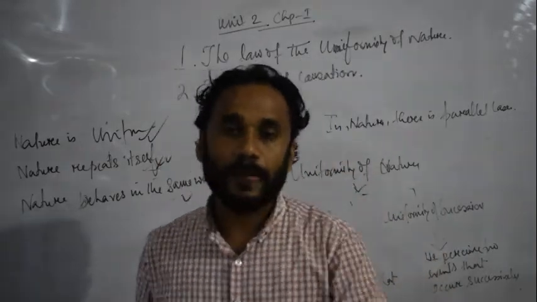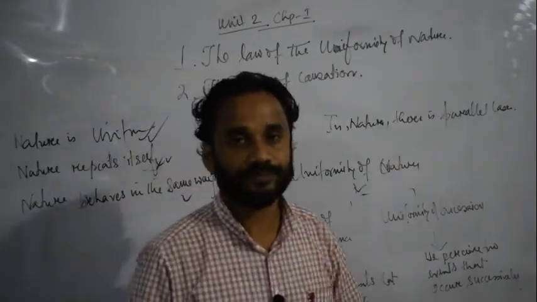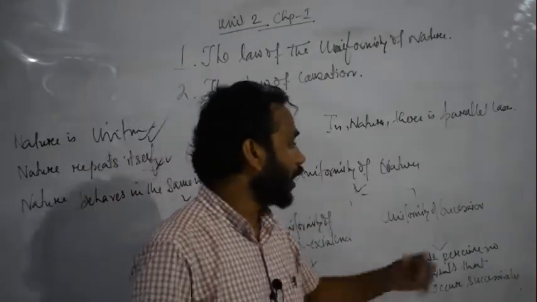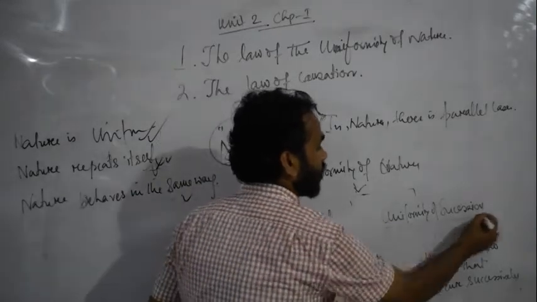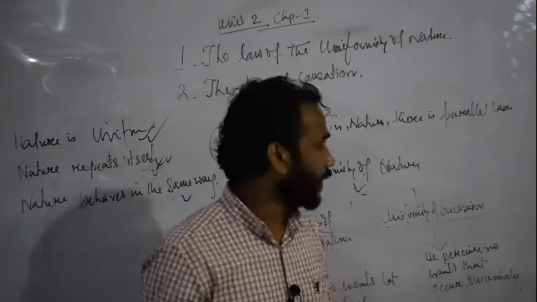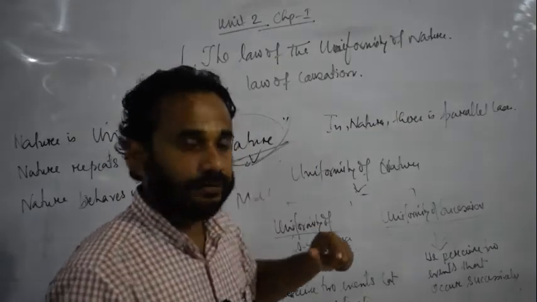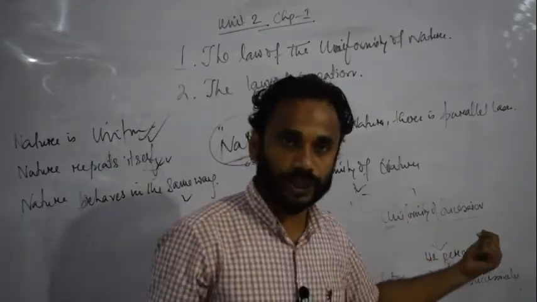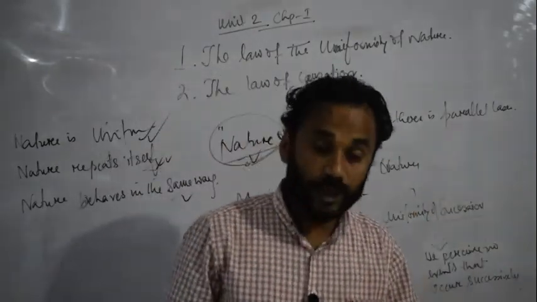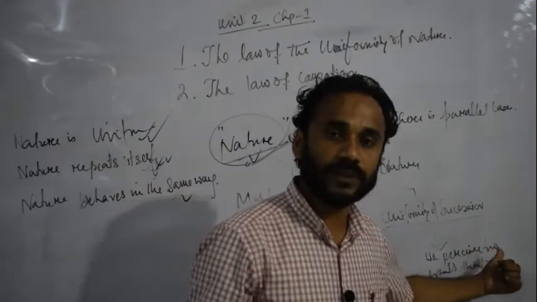So now, uniformity of nature is of two kinds. One is uniformity of coexistence and another is uniformity of succession. So again we say that the law of the uniformity of nature is of two kinds: uniformity of coexistence and uniformity of succession.